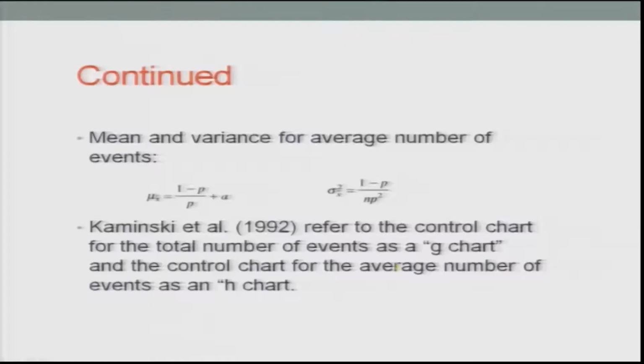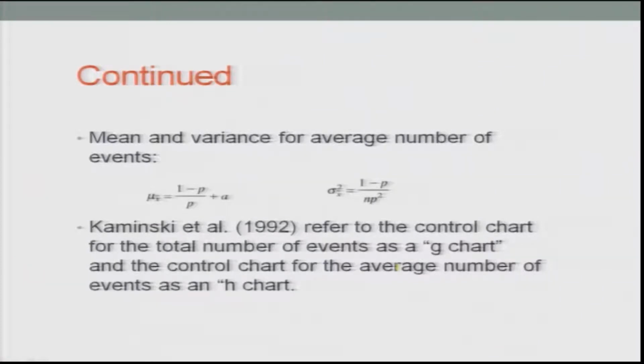Now, if I want to find out the mean and standard deviation for the average number of events, they would be divided by n, and we get the mean value and the variance. Standard deviation would be the square root of the variance as given here. So, Kaminsky refers to the control chart for the total number of events as the G chart, and the control chart for the average number of events as the H chart.